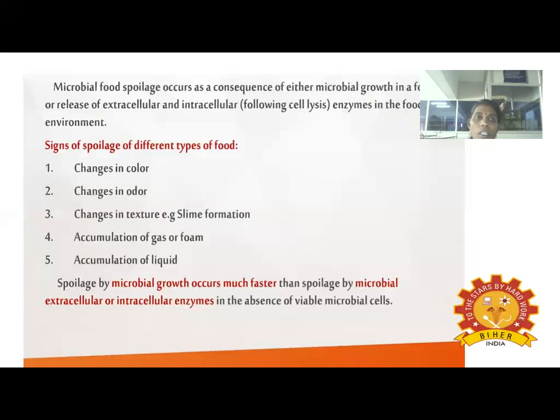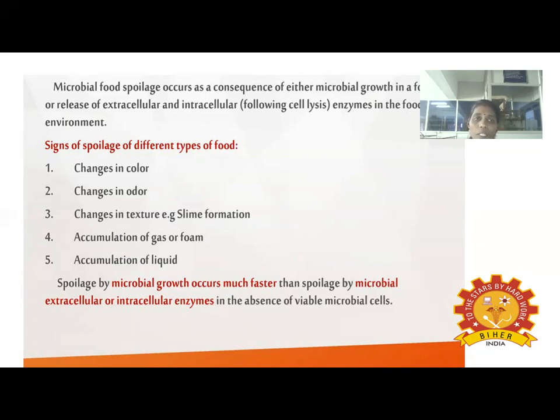Next, microbial food spoilage occurs as a consequence of either microbial growth or release of extracellular and intracellular enzymes in the food environment. Then, what are the common signs of spoilage of different types of food?